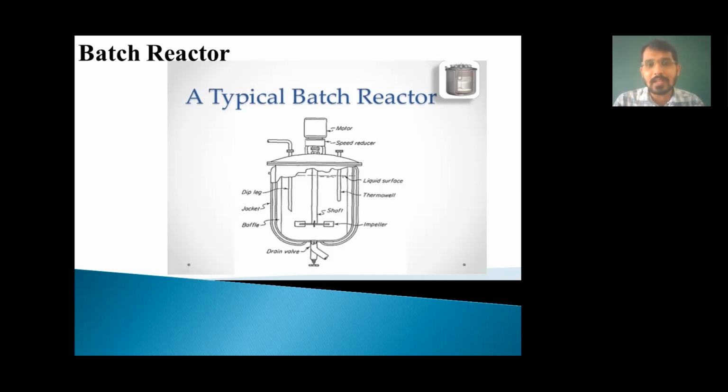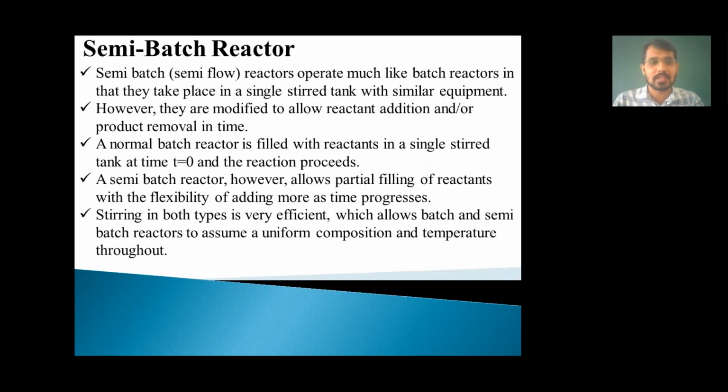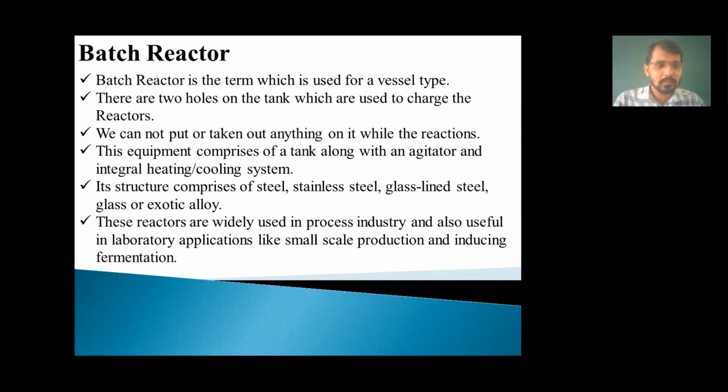After that, the thermowell is used to control the temperature of the system. After that, there is a jacket which acts as a cooling jacket. The cooling jacket is also used to control the temperature of the reactor. So this is about batch reactor. The next point about batch reactor is its structure comprises steel, stainless steel, glass-lined steel, glass and exotic alloy. Means the MOC, material of construction, is stainless steel, glass-lined steel and alloys.